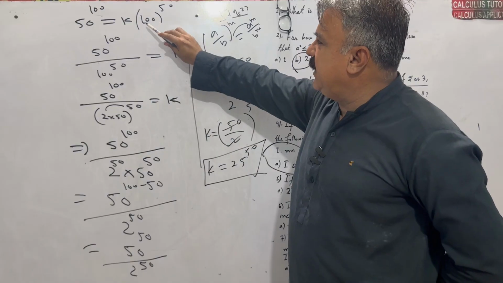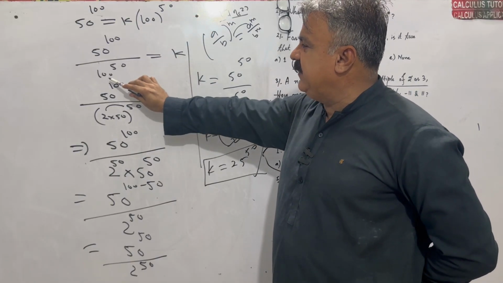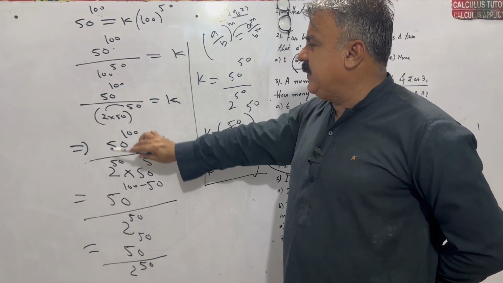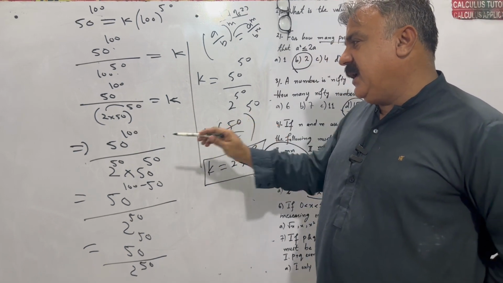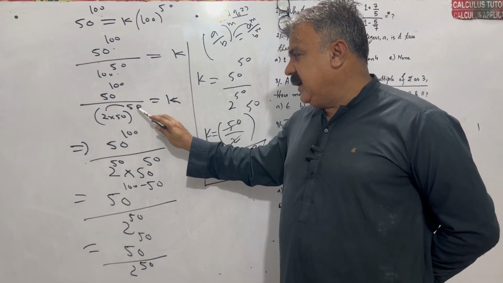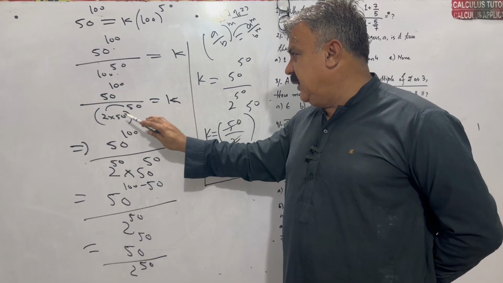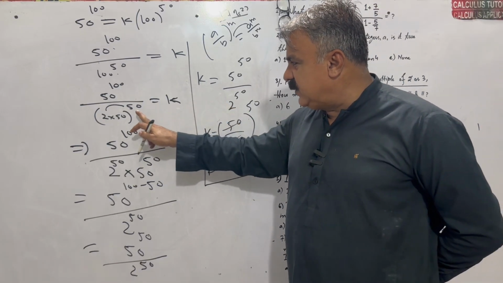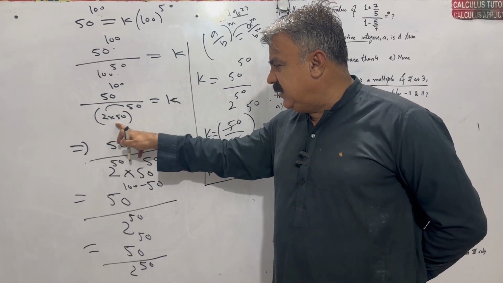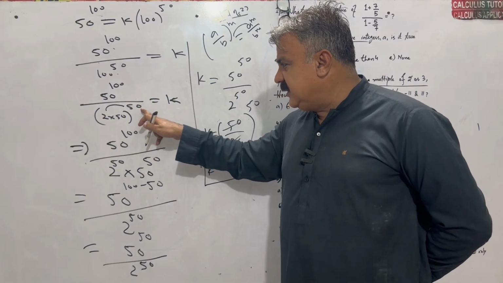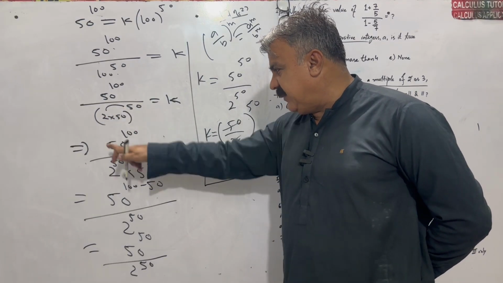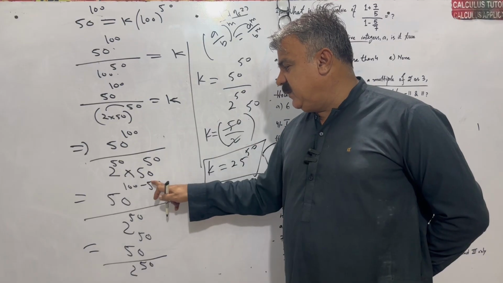I have switched 100 raised 50 from multiplication to division. There's 50, there's 100. I can manage a 50 from 100. I have written 100 as 2 times 50, keeping the power intact. By virtue of the exponent rule, there is no middle symbol, positive or negative, so I can distribute this power to 2 as well as 50. I have done so: 2 raised 50, 50 raised 50.